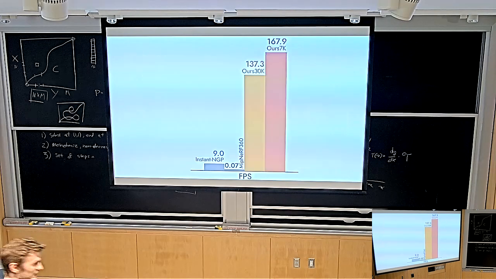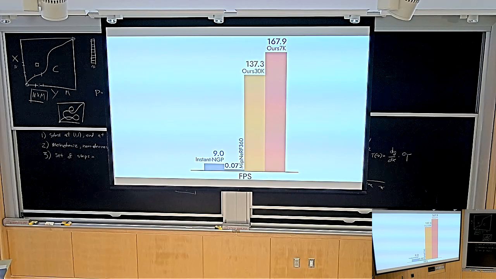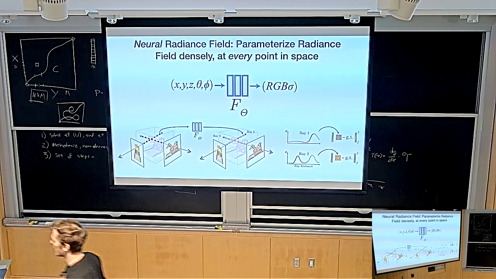So how did they do that? Okay, here it is plotted again. This is the same plot that I showed you earlier. These are the 2 radiance field parameterizations we talked about so far. And then this paper, Gaussian Splatting, basically went from 9 frames per second to 170 frames per second, which is quite significant.